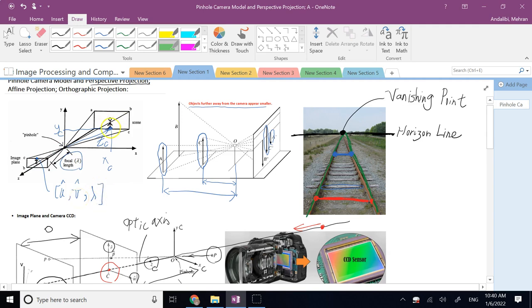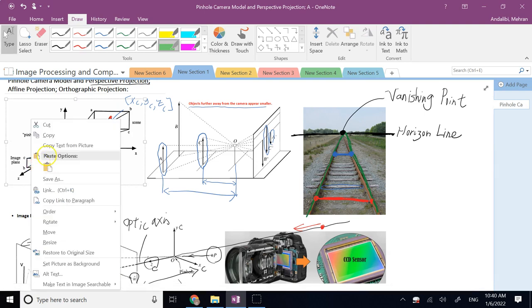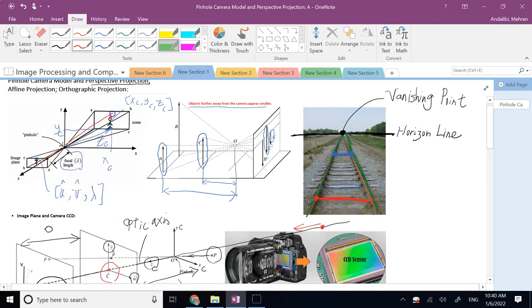Right? So your point, that is XC, YC, and ZC, is projected onto the point u hat, v hat, and lambda. And if you use that and you consider one more point, let's say another point here, this red point here on the top, and then another red point here, and if you also connect these red points together, then you are going to have two triangles. One triangle is this one, if I can paint it in red for you. One triangle is this one, the other triangle is this guy.